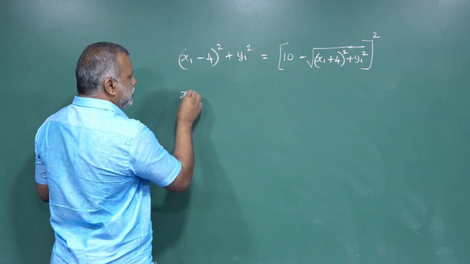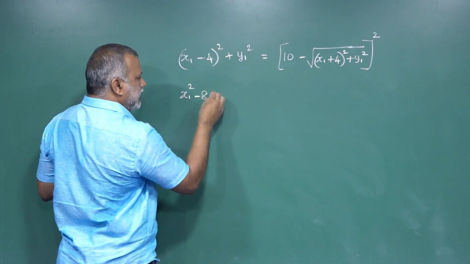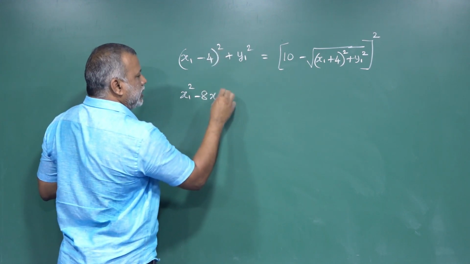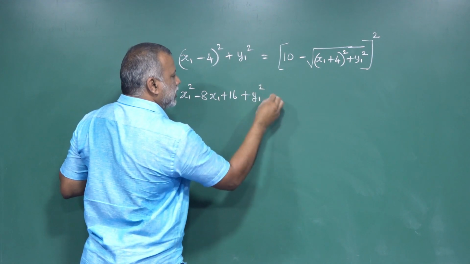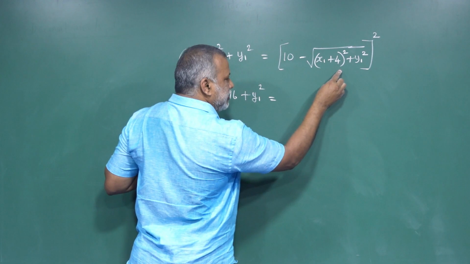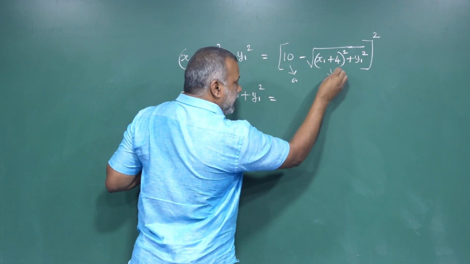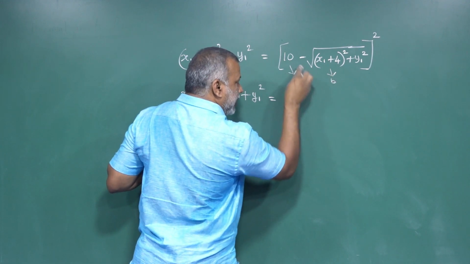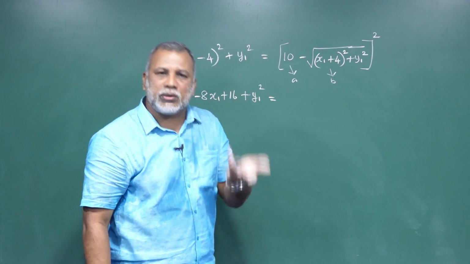So we can expand this one: x1 squared minus 4 into 2, 8x1. Again 4 squared becomes 16. Here also we can get one more y1 squared. But on your RHS side, consider this is a, the entire root family is b. So in between you are having negative. Therefore you can get the (a minus b) the whole squared formation.